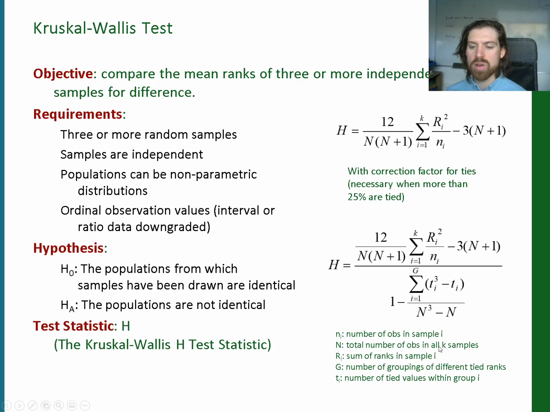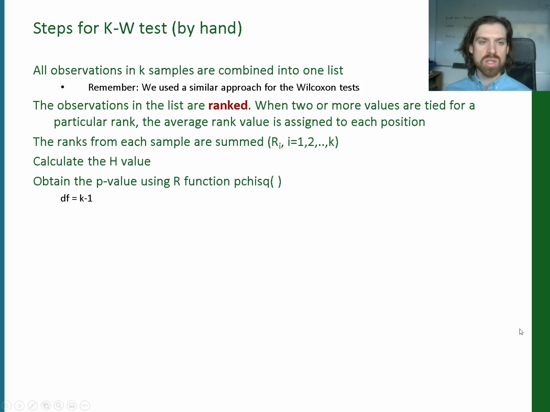N is the total number of observations in all of the samples that you've got, so the total number of K samples. Ri is the sum of the ranks in sample I, just here. G is the number of groupings of different tied ranks. So G is just here in the denominator. And Ti is the number of tied values within group I. Okay, so we'll work through this later in the laboratory session.